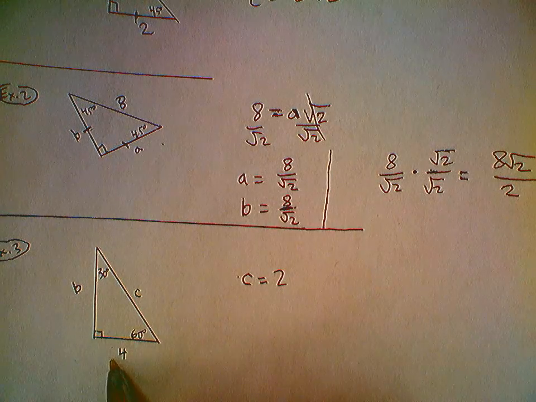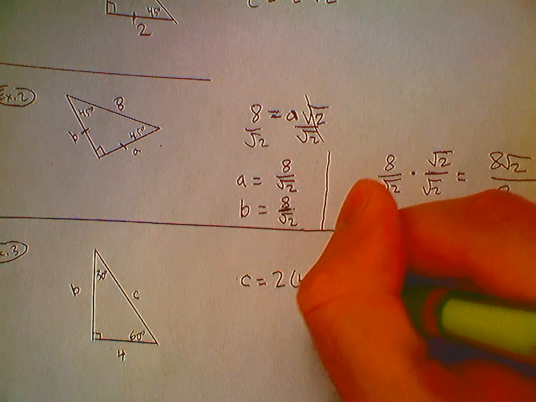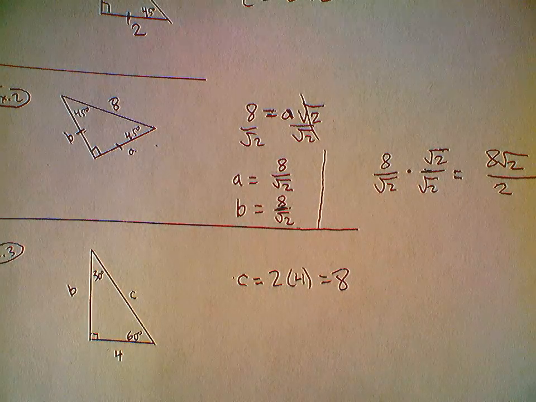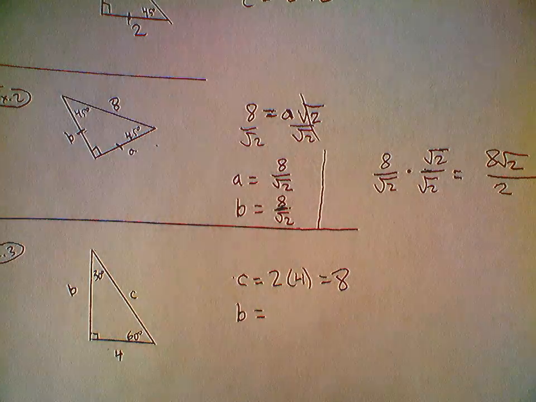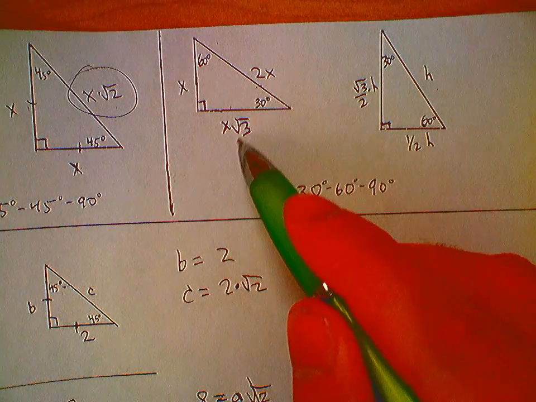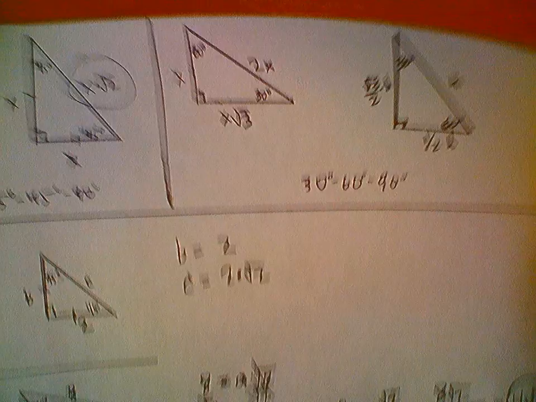We just have to take this length and multiply it by 2. So I'm going to do 2 times 4, and that's going to give me the length of that hypotenuse. So C equals 8. So to get B, I'm not going to be multiplying it by 2. I'm going to be multiplying it by square root of 3. That's how we get the other leg.